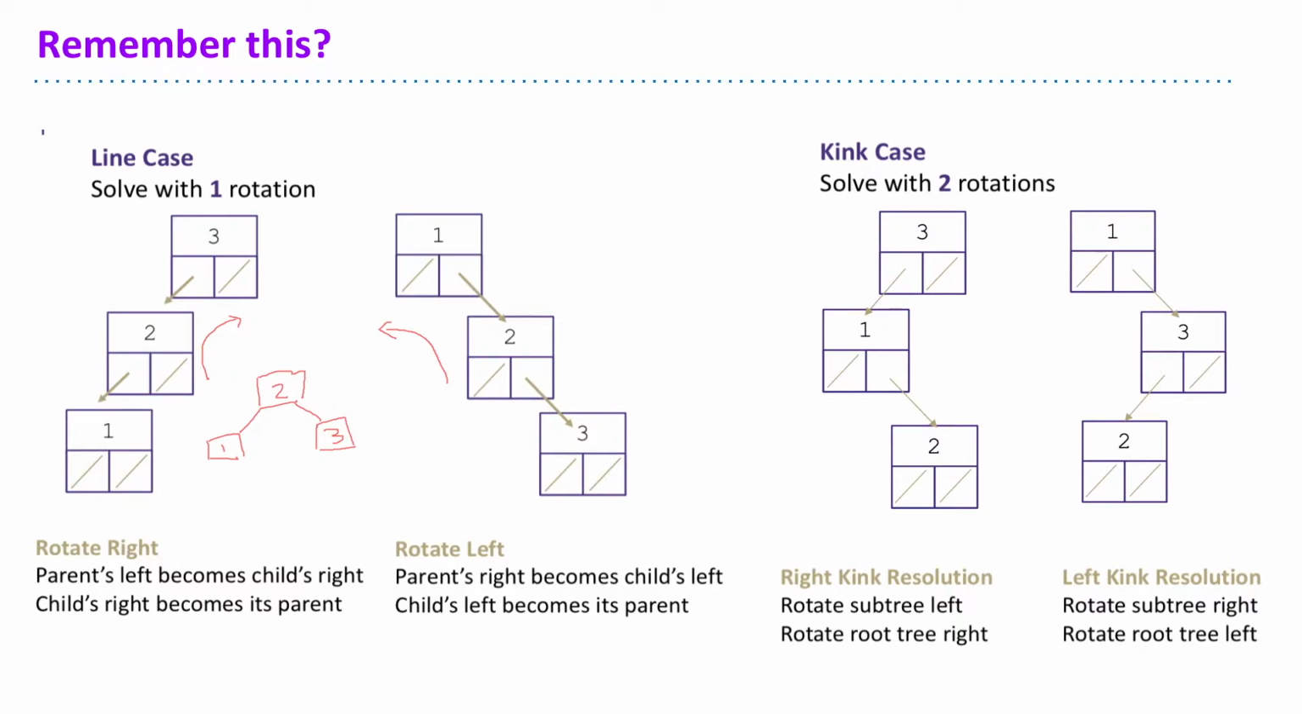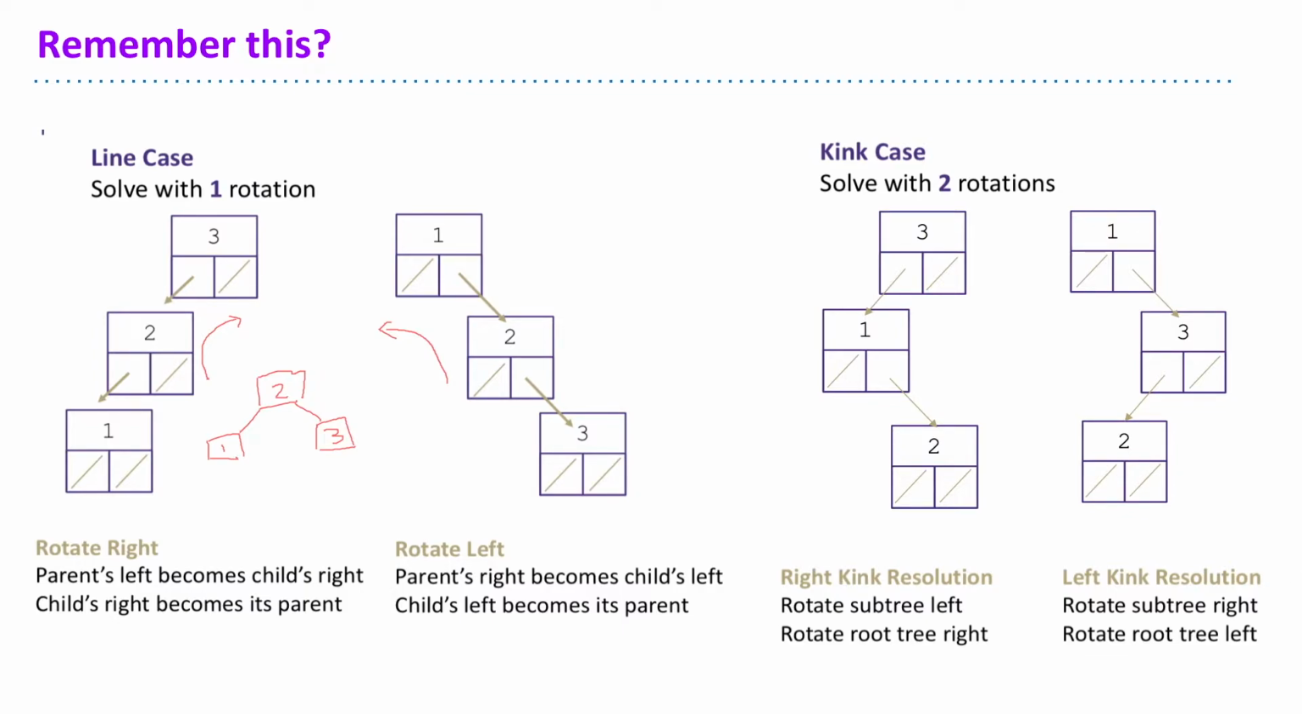Alright, so there's also the kink case, which we can solve by using 2 rotations. There's 2 ways that we can end up in the kink case. The first way is if the element that we inserted is located in the right subtree of the parent's left child, and the other way is if the element that we inserted is located in the left subtree of the parent's right child. In both of these cases, the element that we insert is 2.